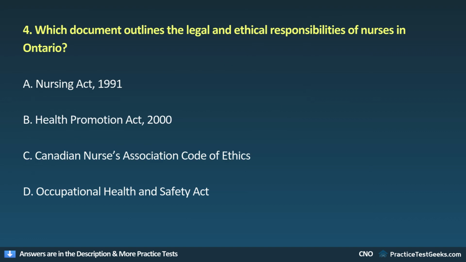4. Which document outlines the legal and ethical responsibilities of nurses in Ontario? A. Nursing Act, 1991. B. Health Promotion Act, 2000. C. Canadian Nurses Association Code of Ethics. D. Occupational Health and Safety Act.